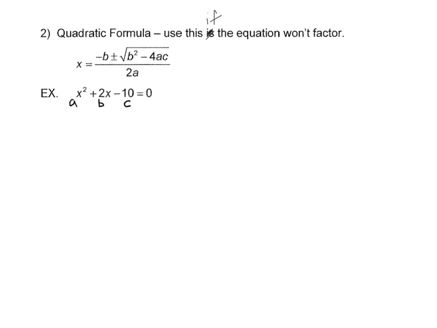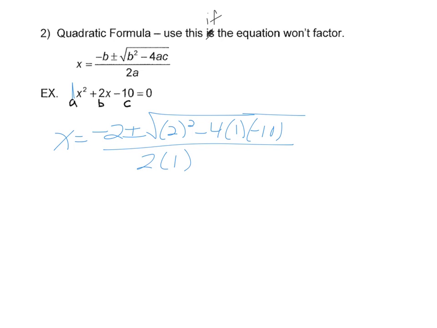However, if the equation won't factor, another method you can use is the quadratic formula, and by this point in your life you should have the quadratic formula memorized, but there it is for you. A is the number in front of the x squared, B is the number in front of the x, C is the constant number. So we'll plug in to the formula x equals negative 2 plus or minus the square root of 2 squared minus 4 times 1 times negative 10 all over 2 times 1.